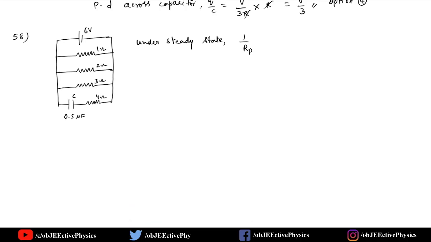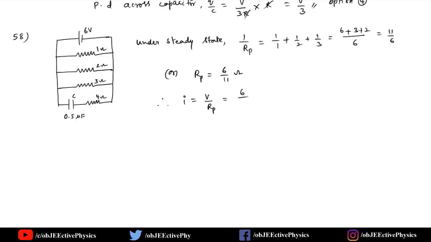So therefore, except that last line, the remaining 3: 1 by 1 plus 1 by 2 plus 1 by 3. So LCM is 6, 6 plus 3 plus 2, that is equal to 11 by 6, or RP is equal to 6 divided by 11 ohms. So therefore, current according to Ohm's law, I is equal to V by RP. V is equal to 6, RP is equal to 6 by 11. 6 cancels. So 11 amperes is the current passing through the circuit.